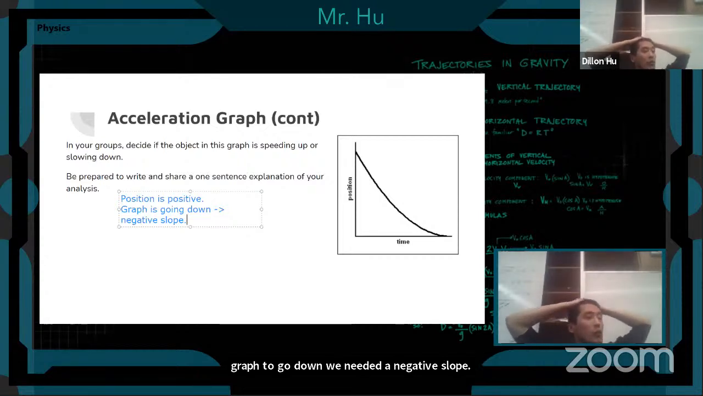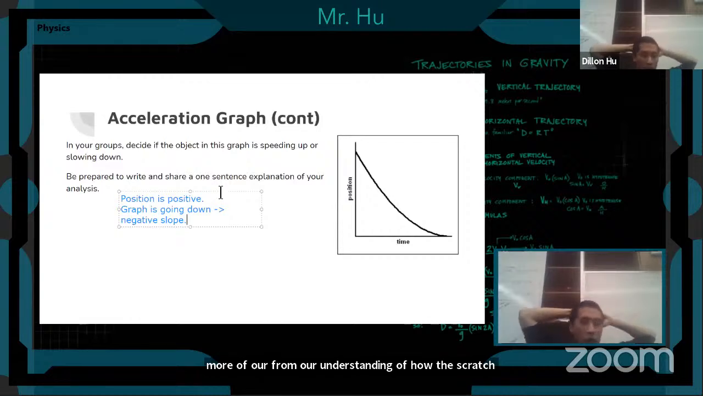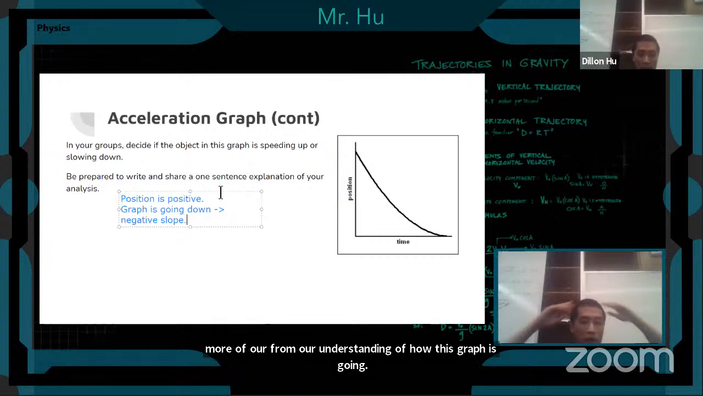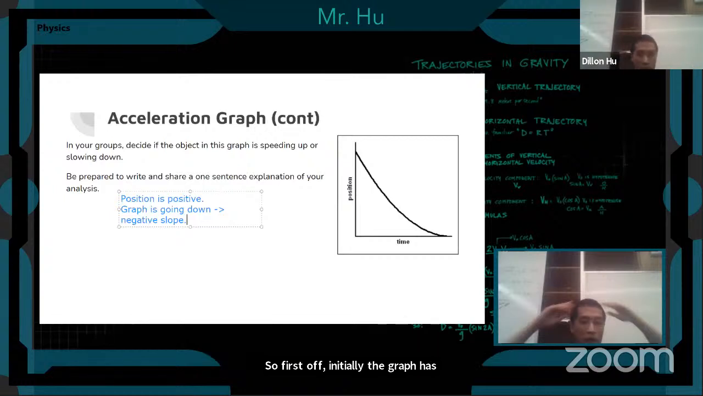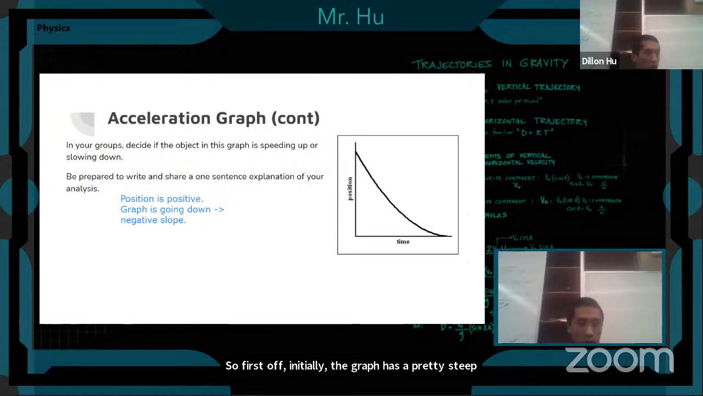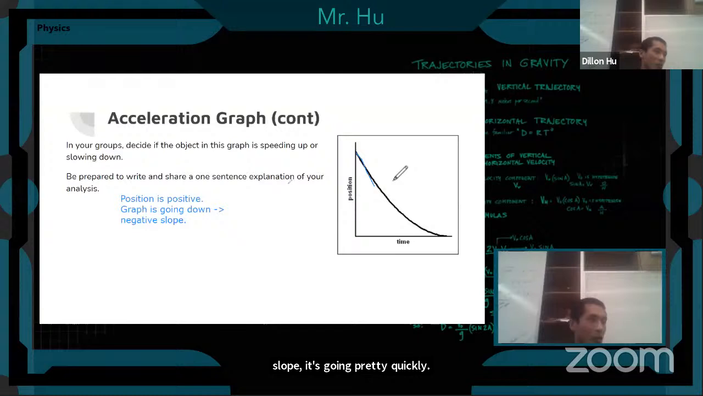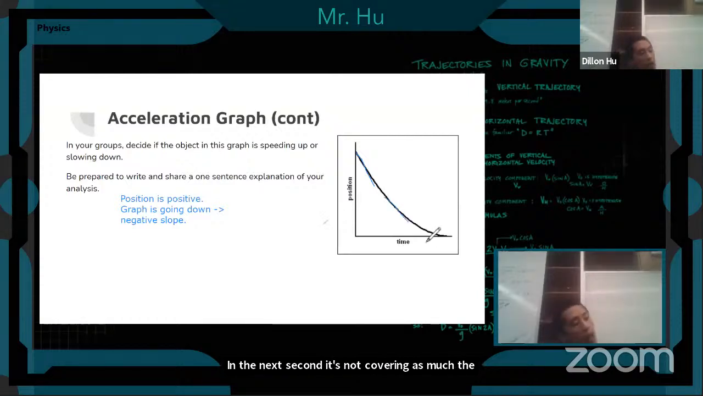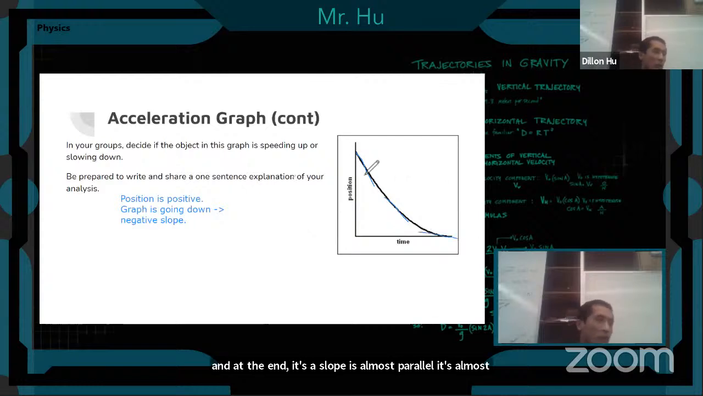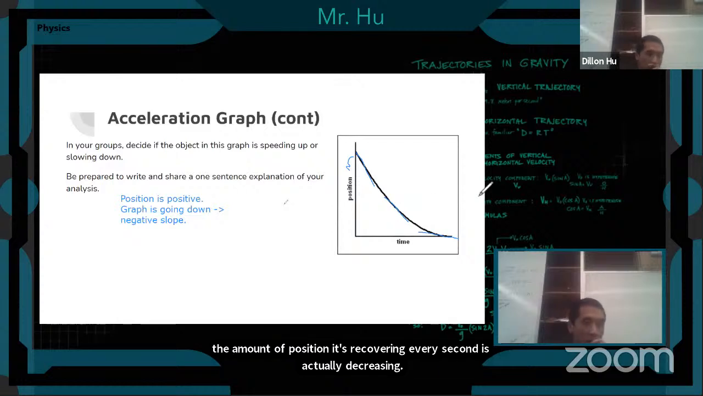Now we need to try to draw a little bit more from our understanding of how this graph is going. Initially, the graph has a pretty steep slope. It's going pretty quickly, so every second it's covering quite a bit of position. In the next second, it's not covering as much. The slope is a little bit less steep. And then at the very end, the slope is almost completely horizontal. So the amount of position that we're covering every second is actually decreasing. So in this particular graph, we are actually slowing down.